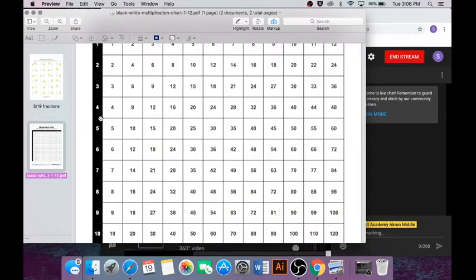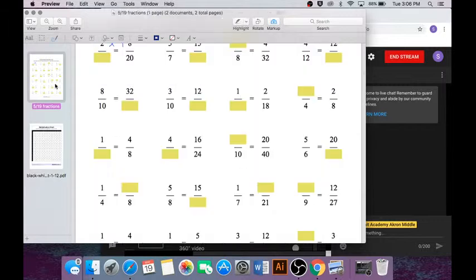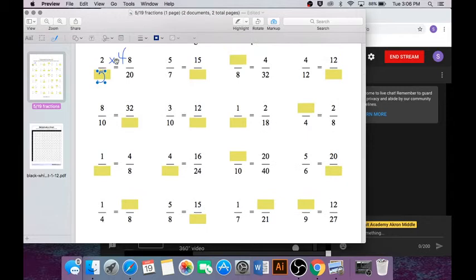So we know we're multiplying times 4, so we're going to use our multiplication chart to find 20 in the 4 times table. It's right here. And we're going to go up and we're going to see that that number is 5. So our answer down here in this box is 5, because 2 times 4 equals 8, 5 times 4 equals 20.